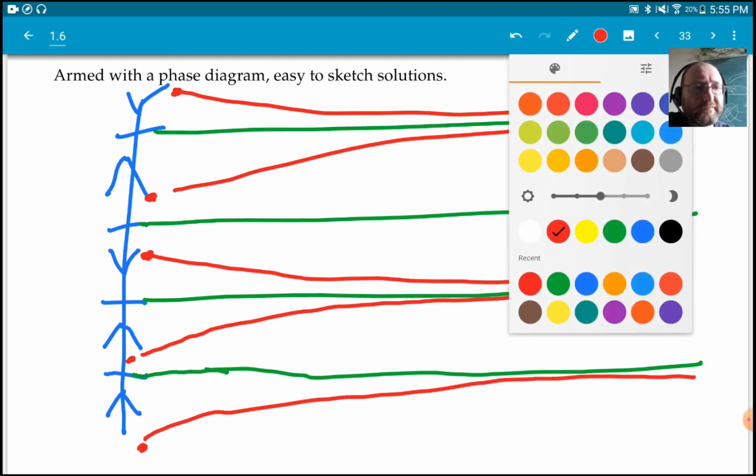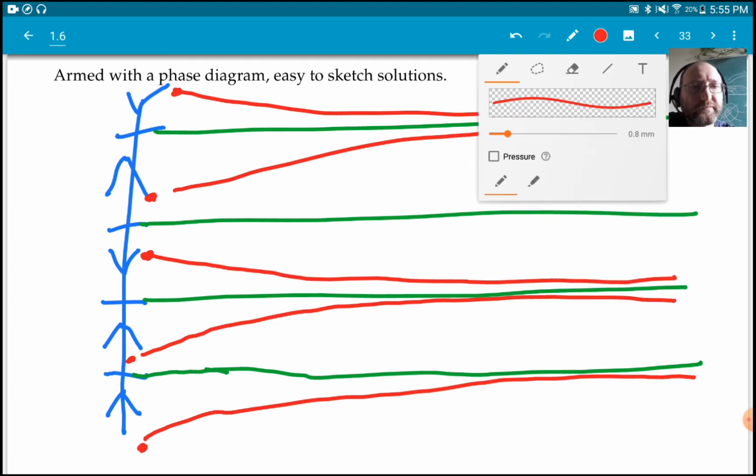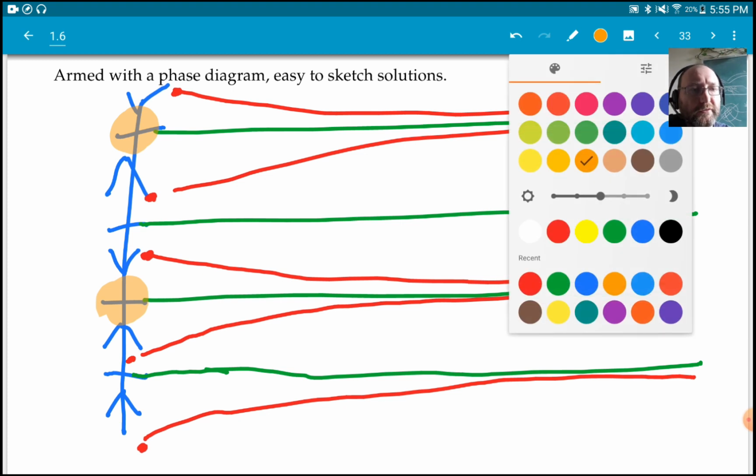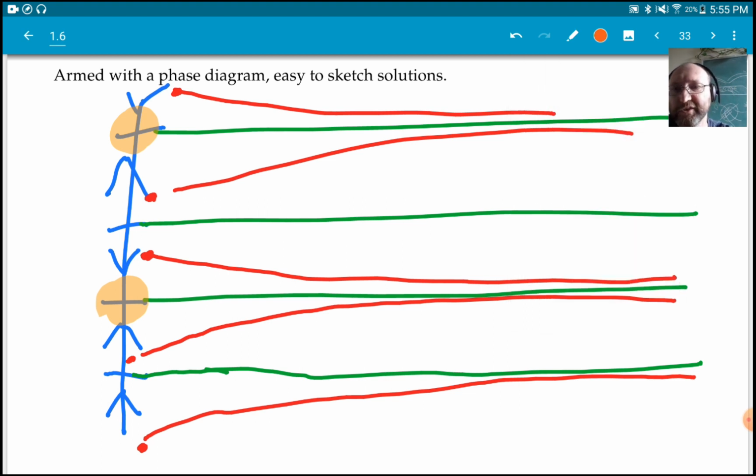Let's mark which ones are stable, right? So this is a stable one because I keep approaching it, and this is a stable one because I keep approaching it, right? All the other ones are unstable. So maybe let's mark the unstables up here, right? So this one is unstable and this one is unstable here.